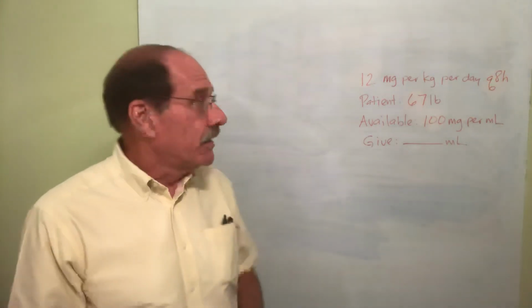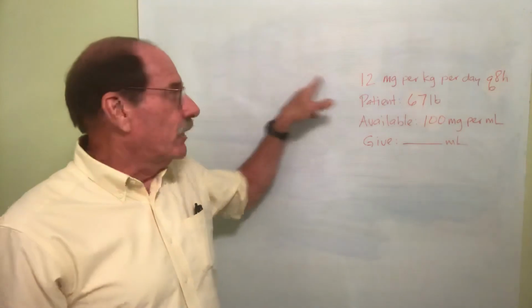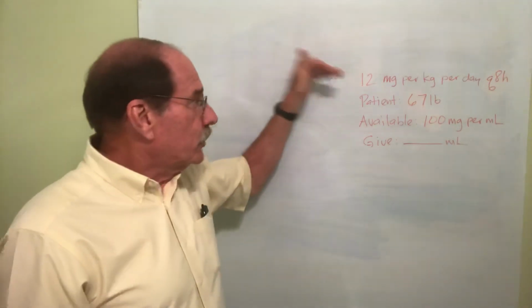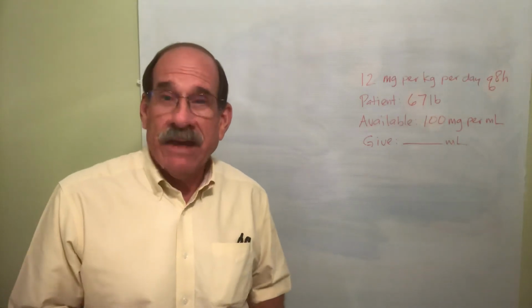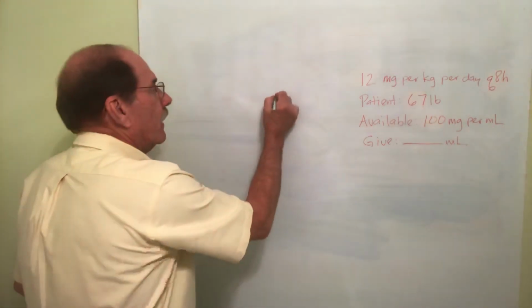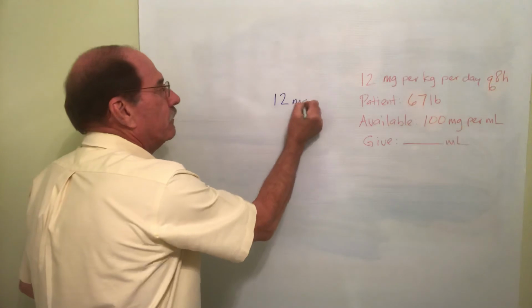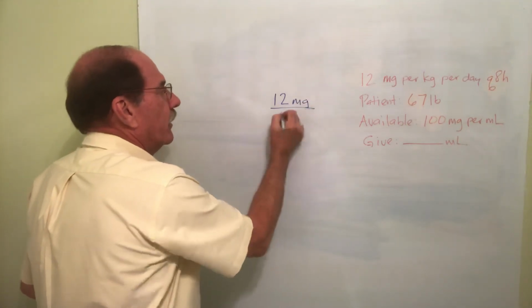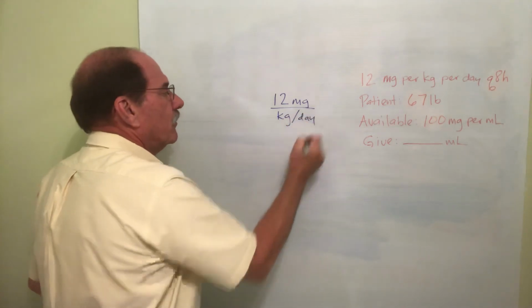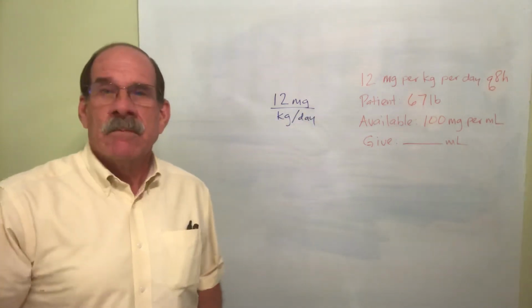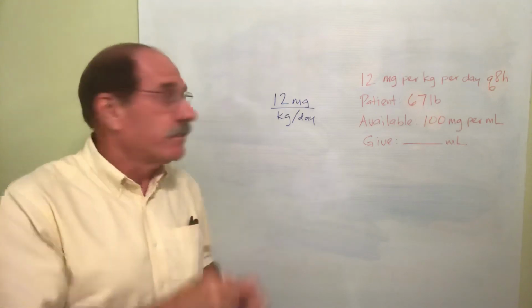The first job is to write the order, and I should have written the word order, but that's the order. Order is 12 milligrams per kilogram per day, but write it in a mathematical fashion. Thusly, 12 milligrams per kilogram per day. You wrote it that way, I hope.